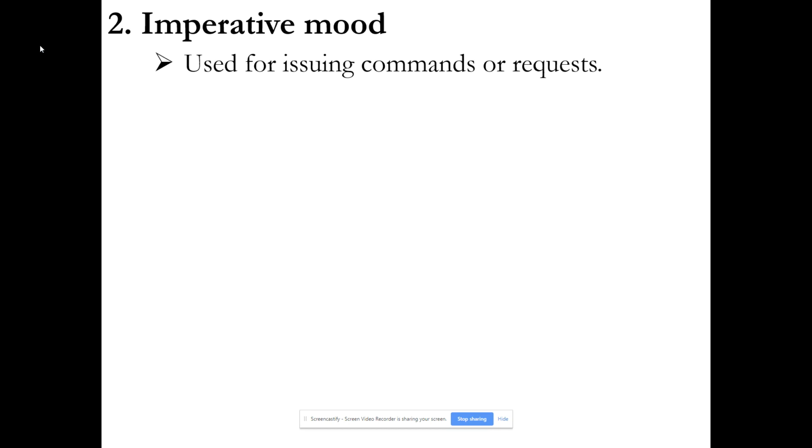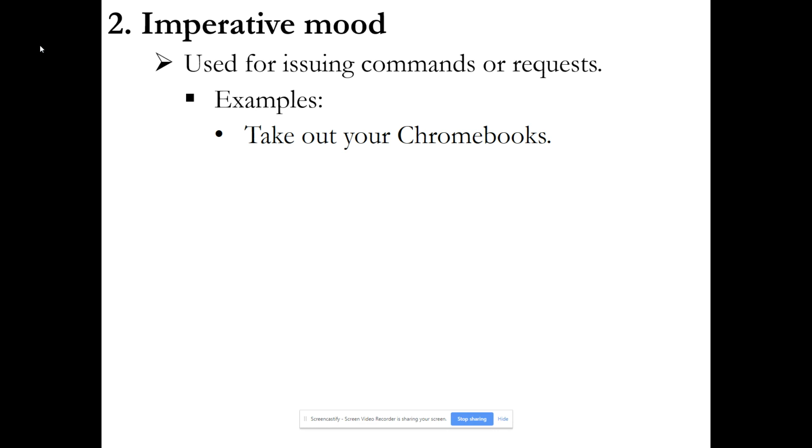Imperative mood. The imperative mood is used for issuing commands or requests, right? So, take out your Chromebooks, right? The verb take there is in the imperative mood. Get your butt out of here, right? Get is the verb, your butt is the object of the verb, and this is actually an example of metonymy, right? Because this particular part of the body of the person being addressed is standing in for the entire person, right? And the statement is expressing, right, this person, get out of here.